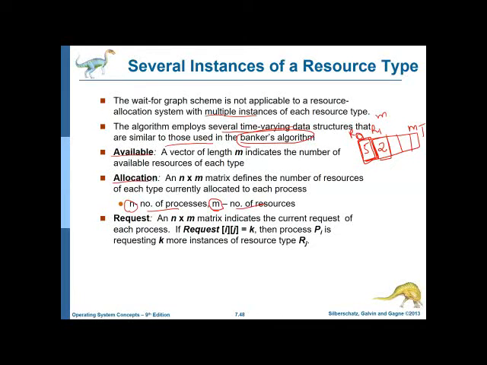The next one is allocation. Allocation is a 2-dimensional array like this. You can see it will contain a number of rows as well as a number of columns. So it's an n by m matrix, with indices 0 to n minus 1 and 0 to m minus 1, where n is the number of processes.